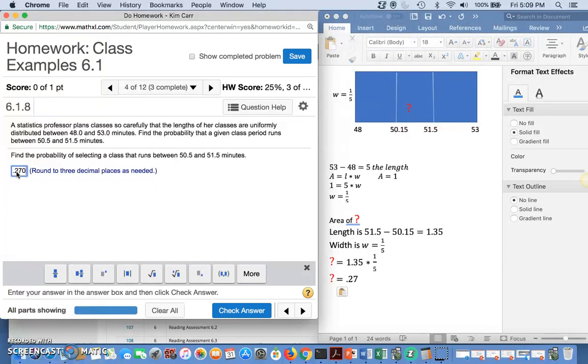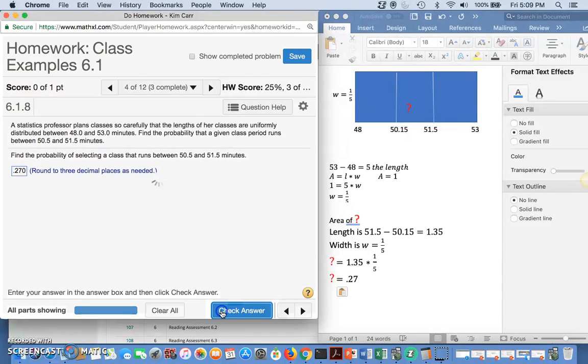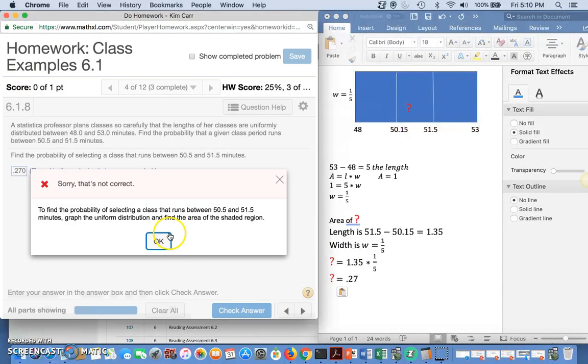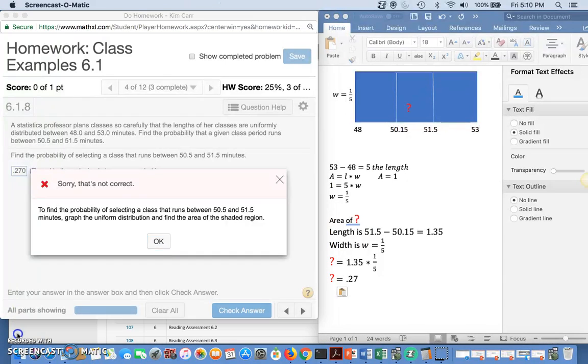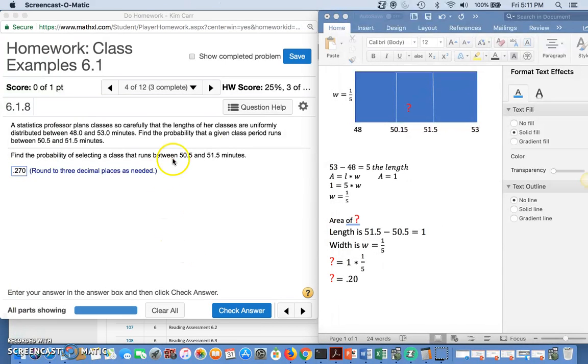It says 3 decimal places. We can put a 0 on it if we want. Okay, well, let's see what's right. Now that I've corrected my problem, I transferred this wrong. That's what I did.